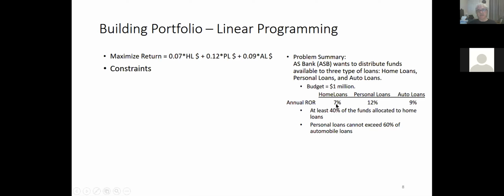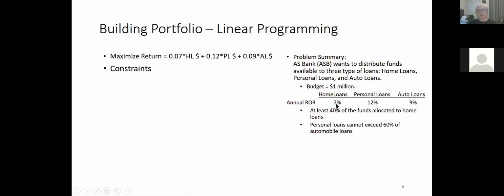To maximize the return, you take the return, multiply by the variable. So our variables are the amount of money that you put in each loan: HL, home loan, personal loans, auto loans. So that's the dollar value in each one. You take 0.07 times the dollar value, you get the annual dollar value of the return, home loans, plus personal, plus auto loans. This gives you the total annual return, the dollar value that you try to maximize.